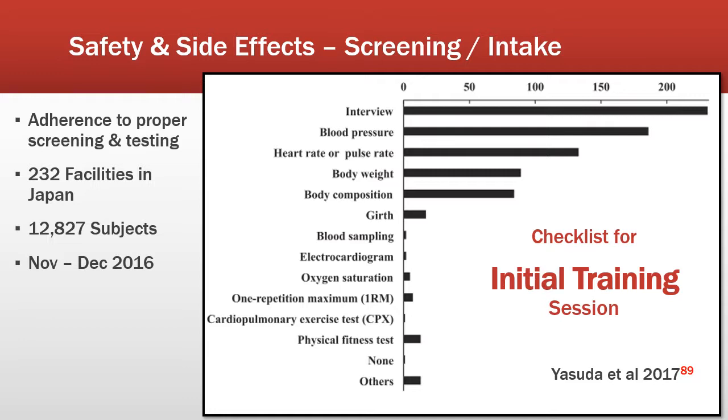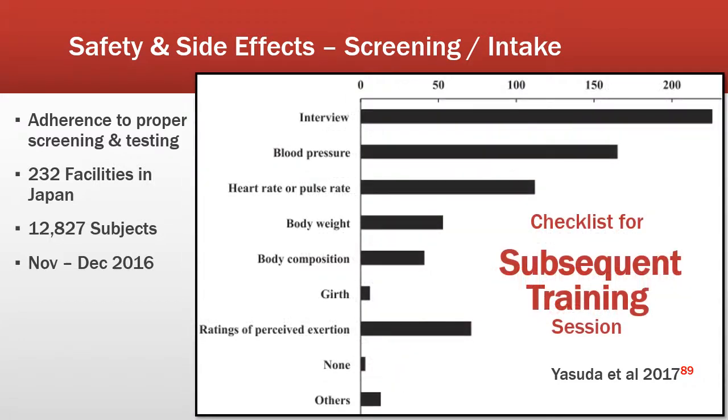Perhaps they were doing it via Doppler. Okay, same studies. The only difference is now that they're asking these facilities whether they're doing this checklist, which is recommended for all subsequent trainings of KAATSU training. And you can see that, again, they interview, they take the blood pressure, but only 75% of them do. Heart rate, pulse rate, again, gradually weaning off here, which is surprising and certainly not ideal. Only like 25% of them are actually taking RPE.